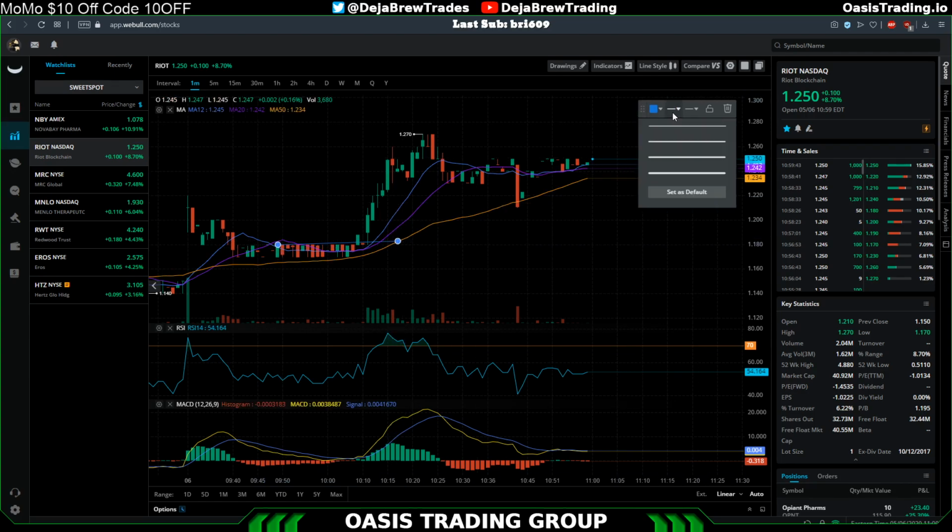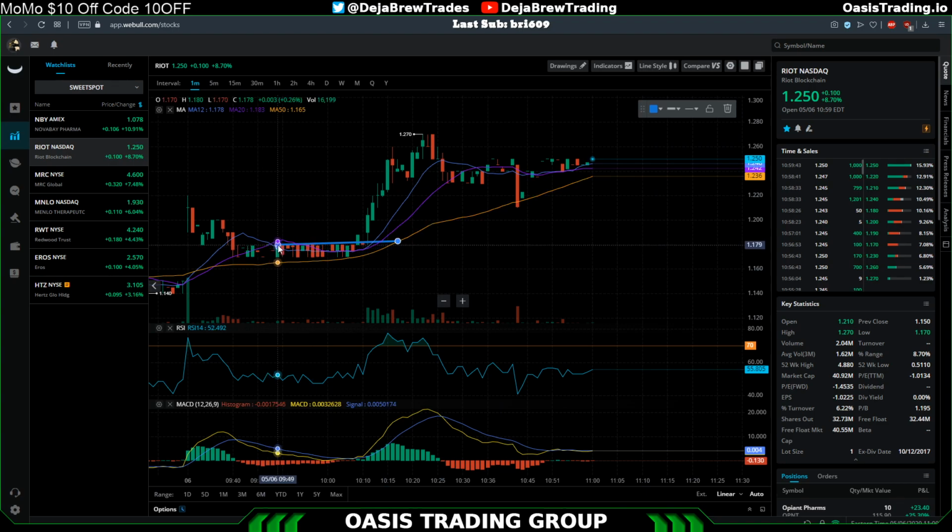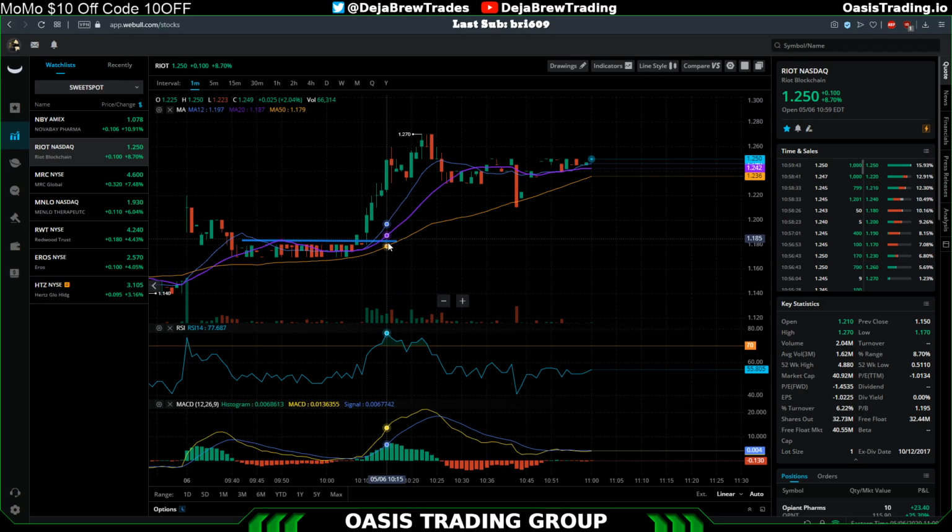Can I make this thicker? There we go. So when it started to break these highs here, you could have taken that trade. And then look at the volume. This would have been a very good candle to enter on, because the volume is breaking out as well as the price, right? Very, very standard penny stock technique.